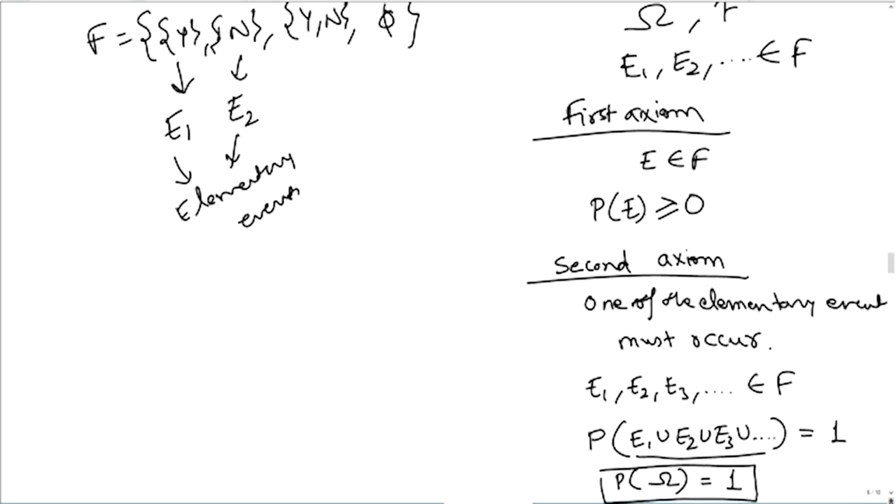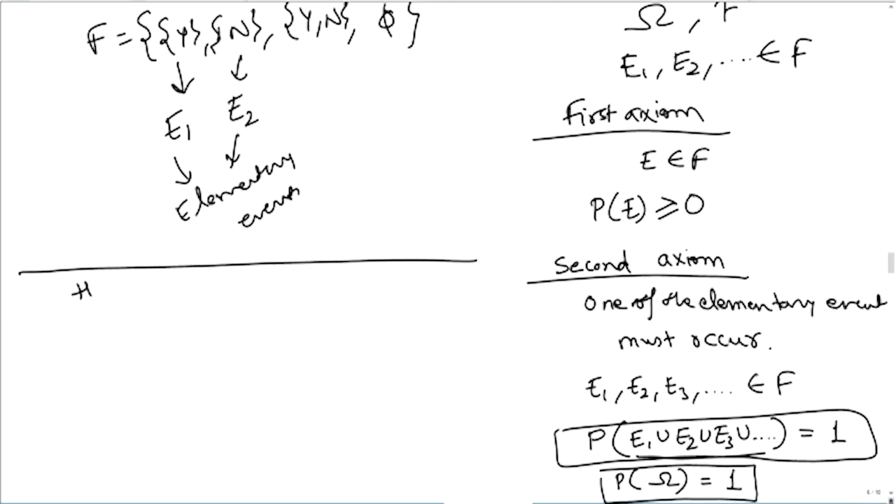So, I would suggest that you always remember this one, that the probability of the union of your elementary events is equal to 1, that one of the elementary events must occur. So, this is the more useful statement that would help you. So, this is your second axiom. Okay. Now, let us discuss the third axiom.